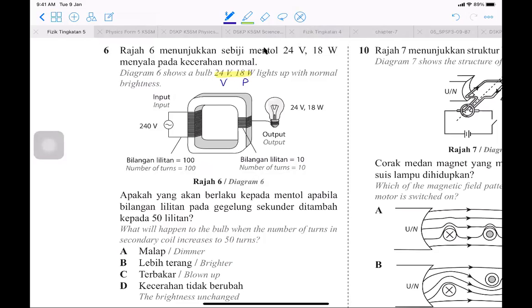B. Okay, kita cek dia punya jawapan. What will be the answer? Answer is blown up. Dia akan terbakar. Why? Why is the answer C? Dia terbakar.